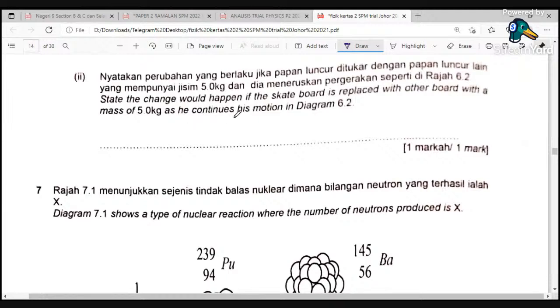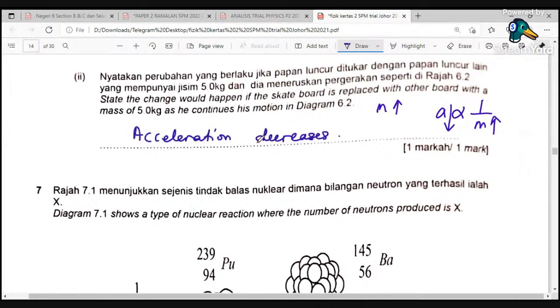Okay, part 2: state the change that would happen if the skateboard is replaced with another board with mass 5 kg as it continues its motion. It means increase the mass. Just now it was 2.8, now increase to 5. The relationship between a and mass: mass increase, acceleration decrease. So the skateboard will move slower or accelerate slower. Or you write acceleration decreases.